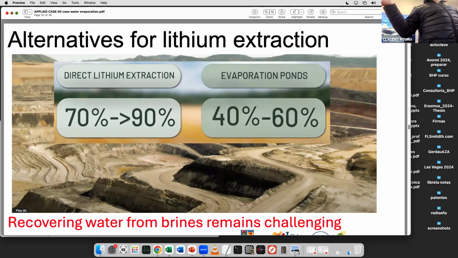I already have the installation. There are alternatives. In evaporation ponds, actually 30%. This is the extraction efficiency. But we can have direct extraction. And this thing already exists. This is a plant in Argentina with a French company, Eramet.